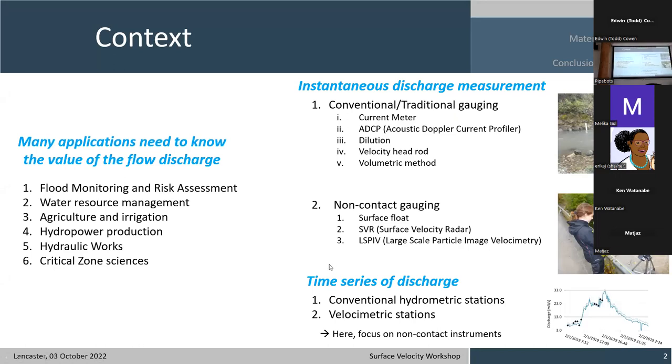Next, please. So the context is well known to everyone here, but many applications need the value of discharge in many fields around us. I will not spend a lot of time on this, but I am located in this area of research because I am a hydrologist and we need some discharge values for our studies. So some applications need instantaneous discharge measurements. But in the last two decades, non-contact gauging methods have also appeared, like the SVR and the LSPIV methods. But other applications need a time series of discharge. And for that, we can use proxy variables like the water level, but more recently also the velocity. So I will focus on the stations equipped with a non-contact instrument.